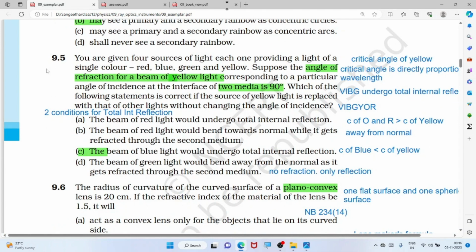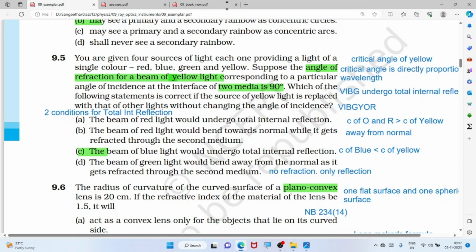You are given 4 sources of light. Each one provides light of one single color, red, blue given. Suppose the angle of refraction for the beam of yellow light corresponding to the particular angle of incidence at the interface is 90 degrees, meaning that is the critical angle. Okay, what is critical angle? That is the angle of incidence for which refraction is 90 degrees. So they have given the critical angle of the yellow light.